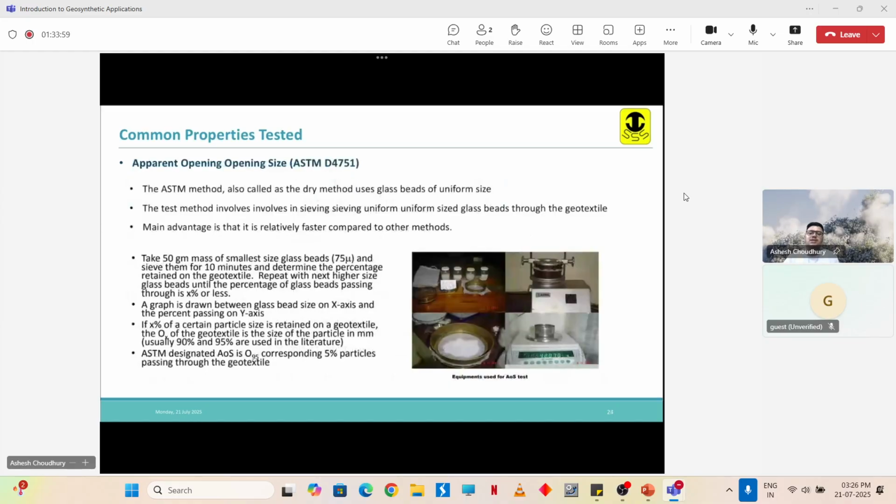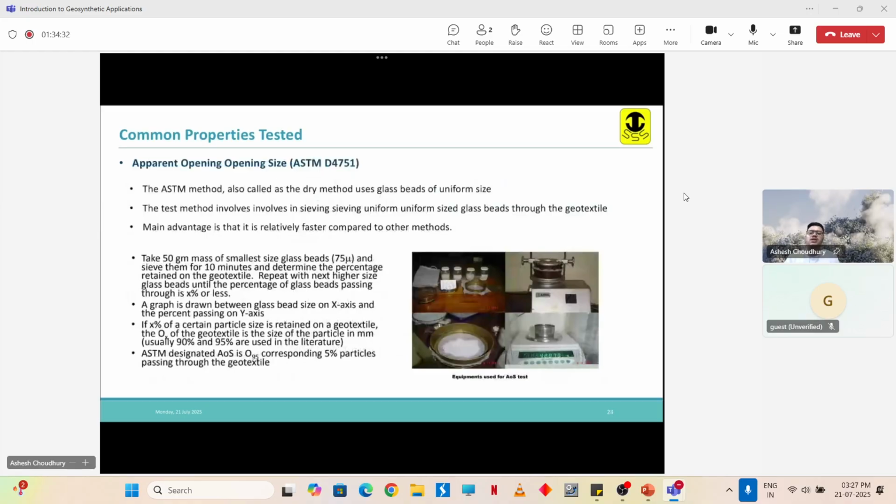Now, as we said, there is a property which is the apparent opening size. This property is very important. The ASTM method, also called the dry method, uses glass beads of uniform size to determine the apparent opening size. The test method involves sieving uniform size glass beads through the geotextile. The main advantage is that it is relatively faster compared to other methods. So we sieve and we find out the apparent size.